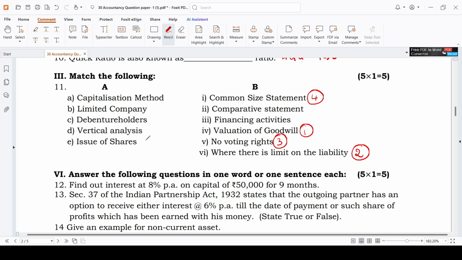Issue of shares. Shares related anything. Which activity I have told you? Shares related anything is a financing activity. So, now here extra is comparative. This is not there. Okay, next.